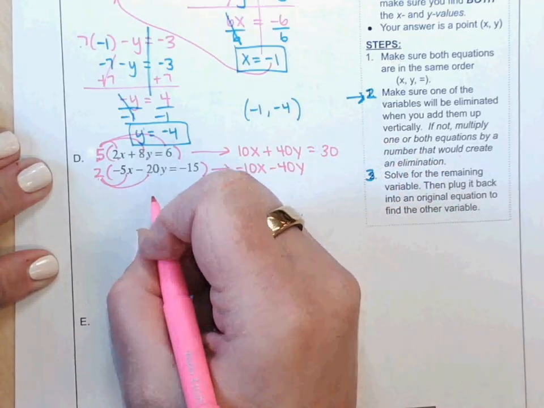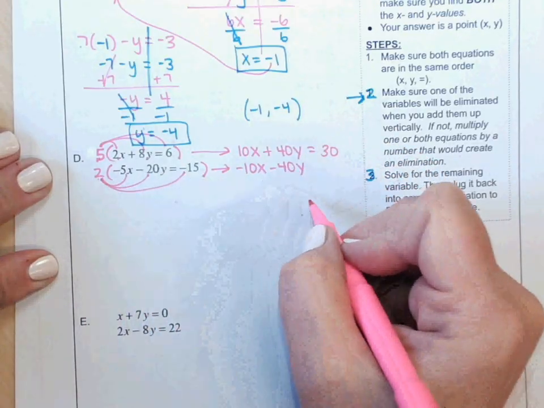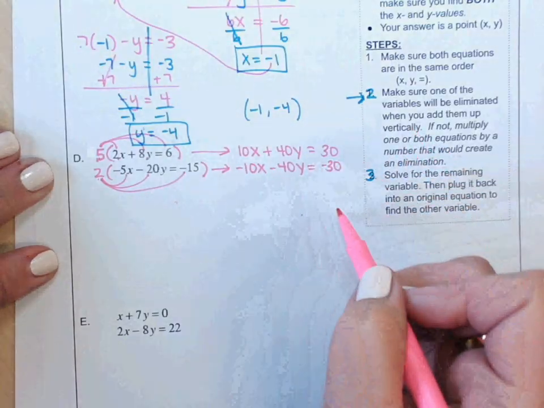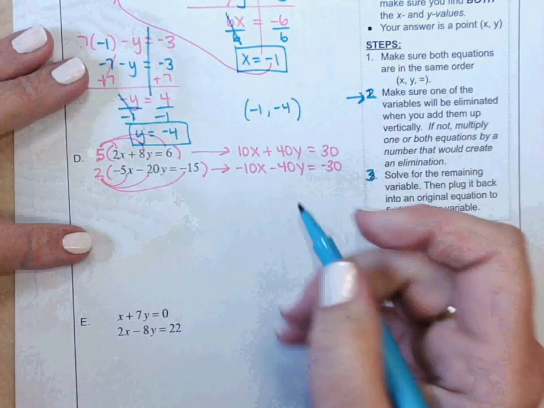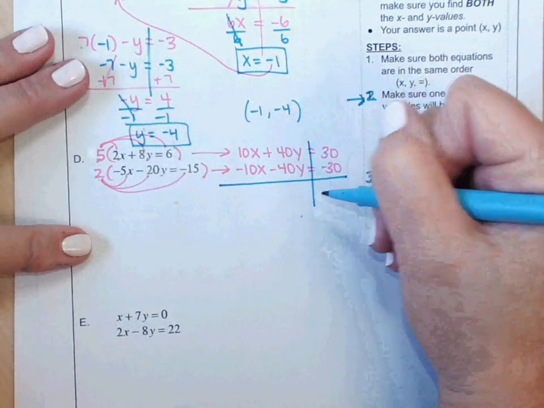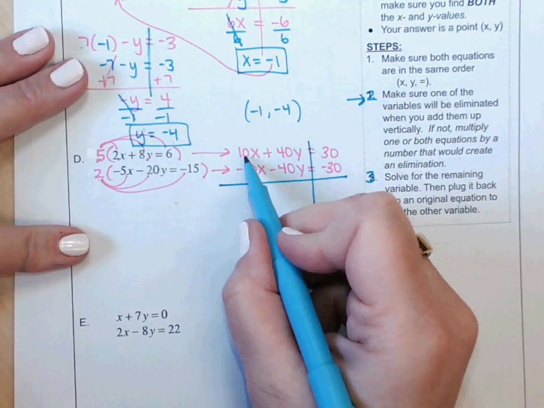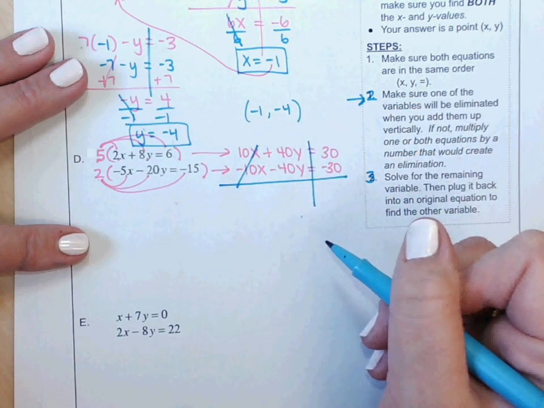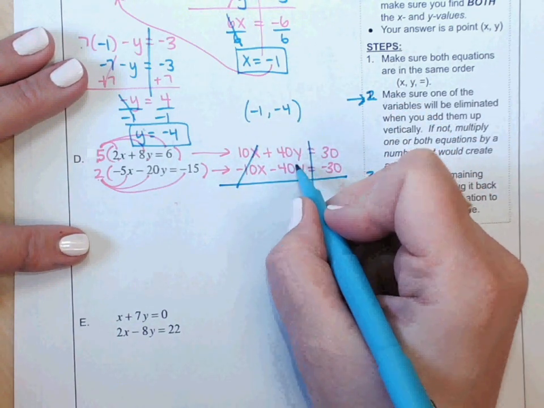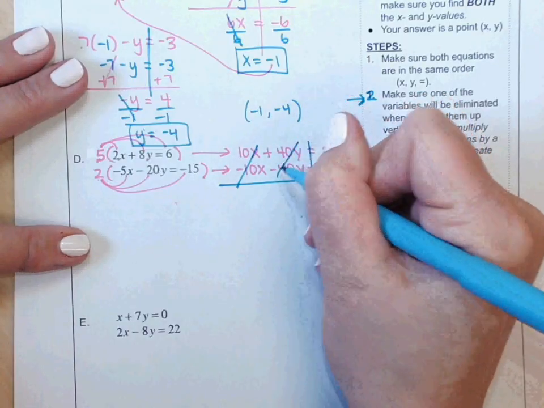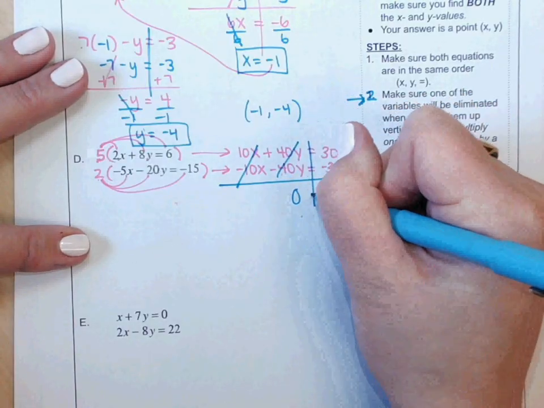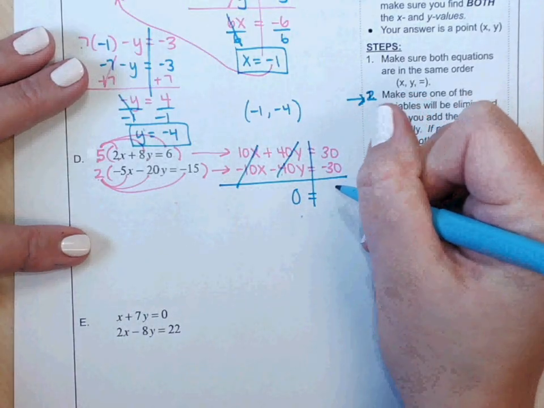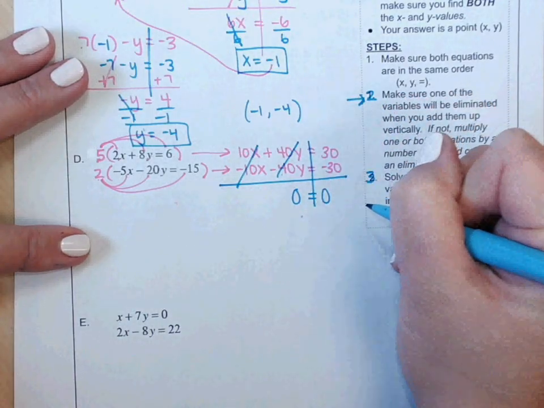Ooh, this is getting interesting. 2 times negative 15 is negative 30. Let's see what just happened here. 10 minus 10 is 0. We've eliminated the x's. 40y and negative 40y, we just eliminated the y's. We're left with 0 on the left-hand side. On the right-hand side, 30 minus 30 is 0.